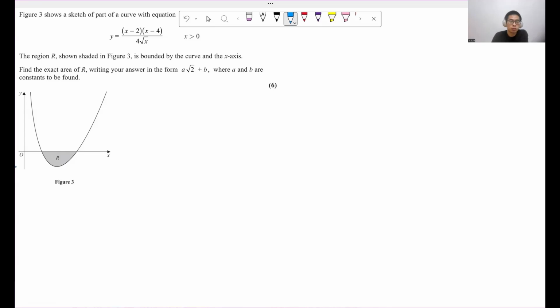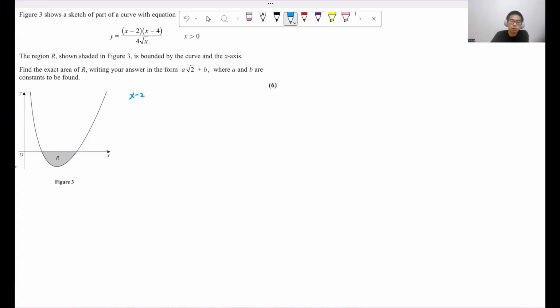So clearly, region R is below the x-axis. So once we do the integration, we'll get something negative, so we need to make it positive to get the final area. First, we need to work out the limits. Those two would be the x-intercepts. We just let y equal to 0.